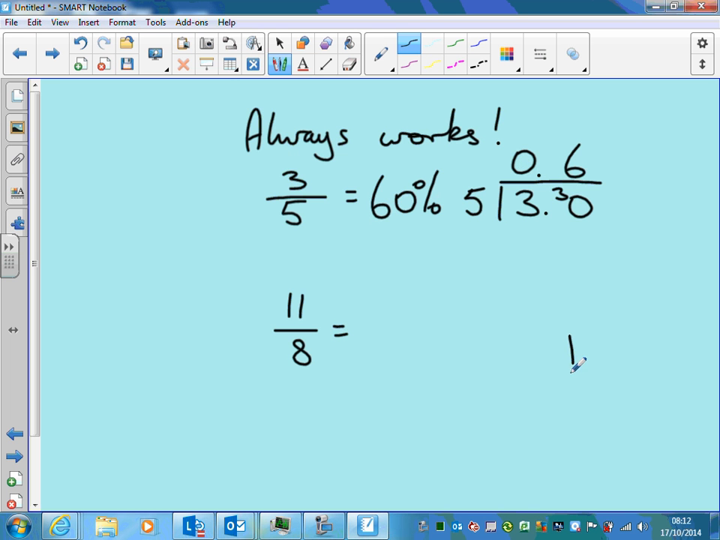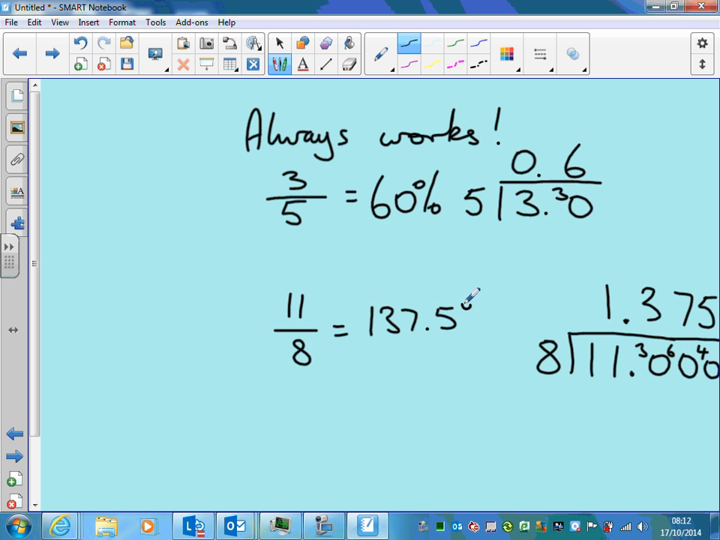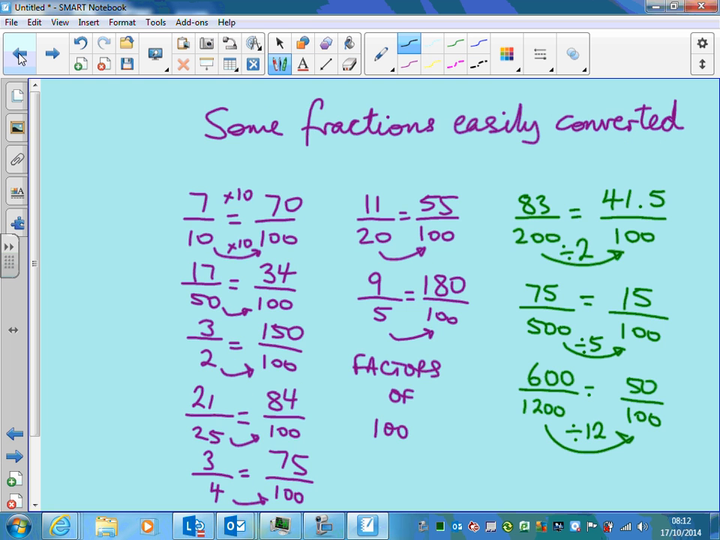And 11 divided by 8, top heavy, isn't it? 8 goes into 11 once, remainder of 3, so we'll put a decimal point and a 0. Carry the 3 across. 30 divided by 8 is 3 remainder 6. 60 divided by 8 is 7, remainder 4. And 40 divided by 8 is 5. So we get 1.375. Times that by 100, and that's not recurring, by the way, isn't that nice? 1.375 times 100 is 137.5%.